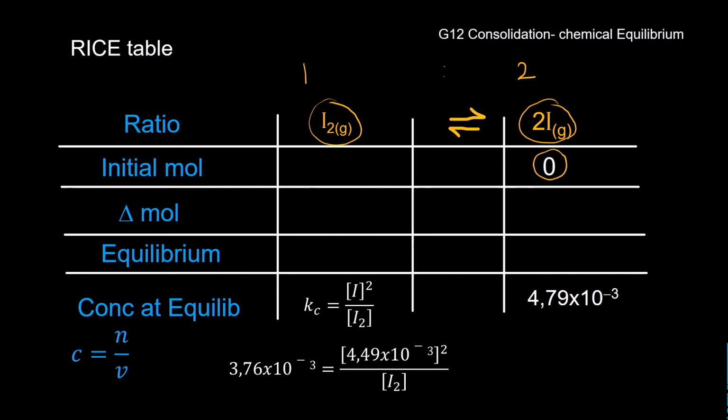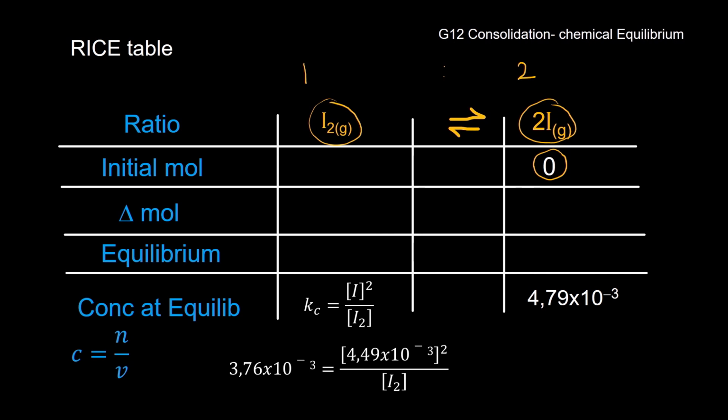So we do have that. Now, change in moles. We don't know anything. They haven't told us anything about that. So the C in the RICE table stands for change in, so that's why it's delta, change in the number of moles as the reaction reaches equilibrium. And then at equilibrium, what is the number of moles? Well, we don't know that either.